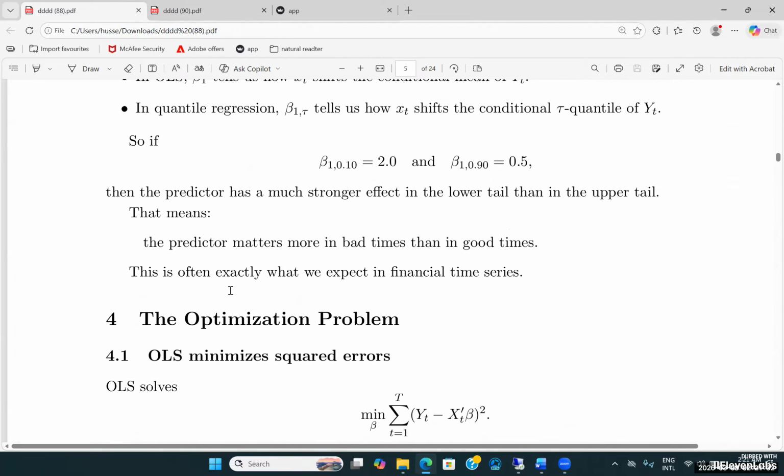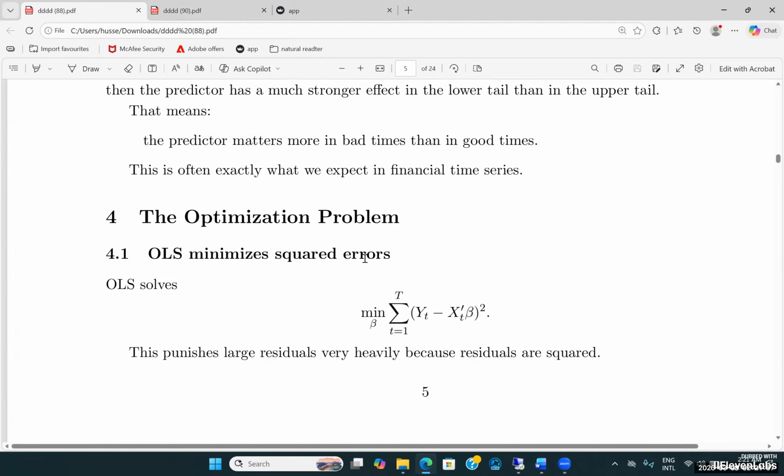This indicates that the predictor holds greater importance during difficult periods compared to more favorable or prosperous times. This clearly demonstrates a heterogeneous impact from X, meaning its effect isn't constant across the different levels of the Y values. And in this particular case, it becomes quite important to perform the quantile regression analysis specifically to fully uncover the diverse and heterogeneous impact that X has upon Y.